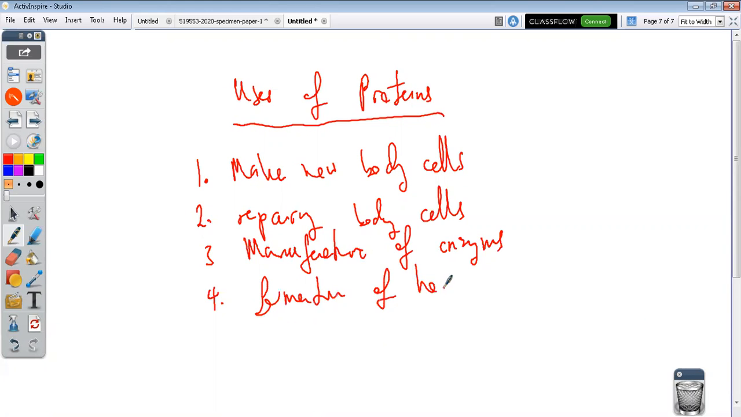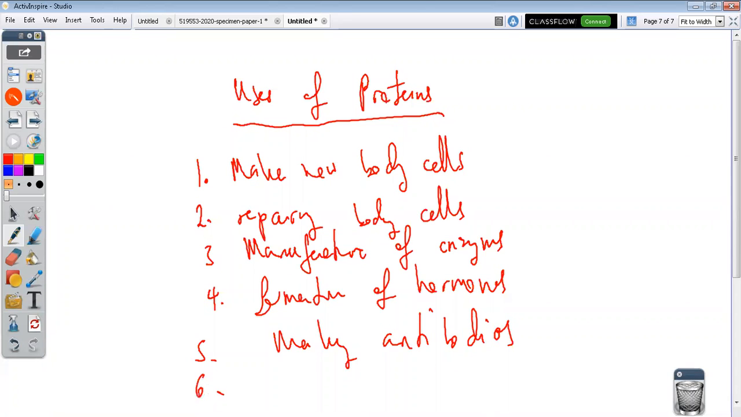Formation of hormones. What else? Making antibodies. Yes, making antibodies. Exactly. What else? Okay, you guys get there? Well, those are the major ones.